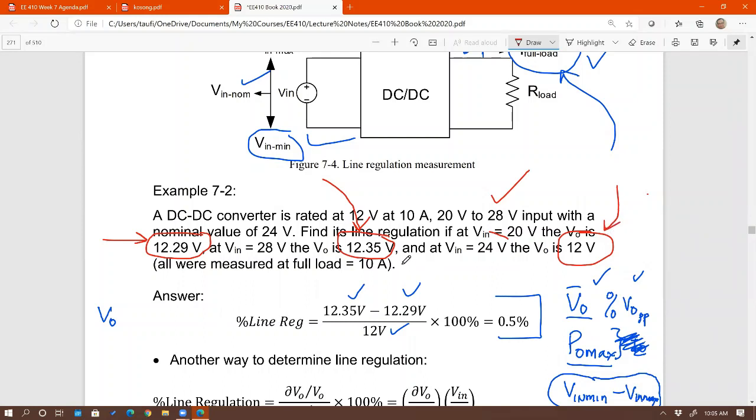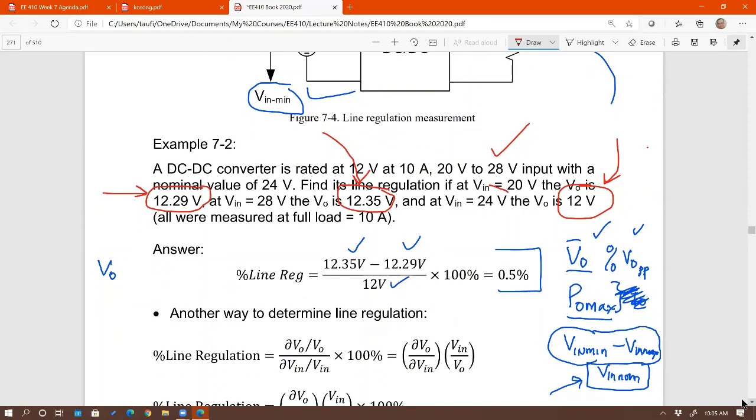So therefore, the numbers that you have to put in the percent line regulation will be these three numbers, all V out: 12.35, 12.29, and 12 volt. Is that clear? Yeah. Okay, good. Be careful. It's not V in that you put in, it's the V out.